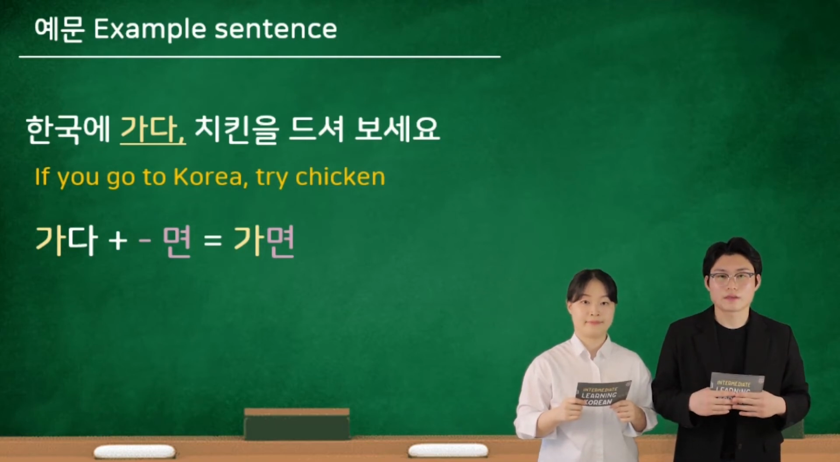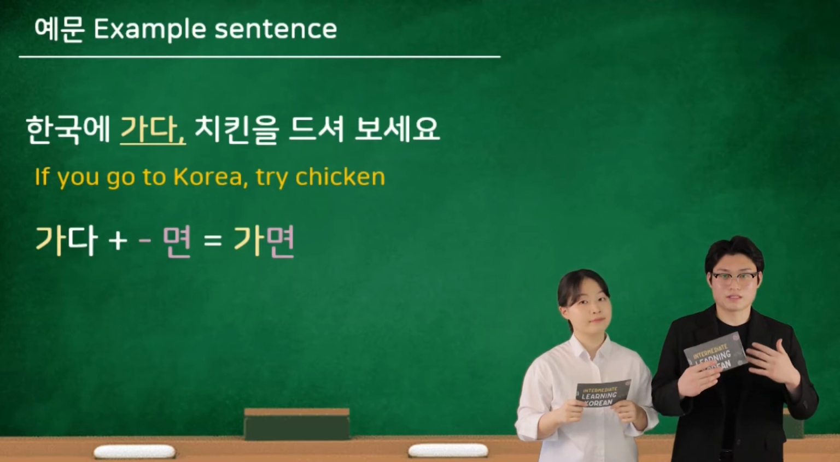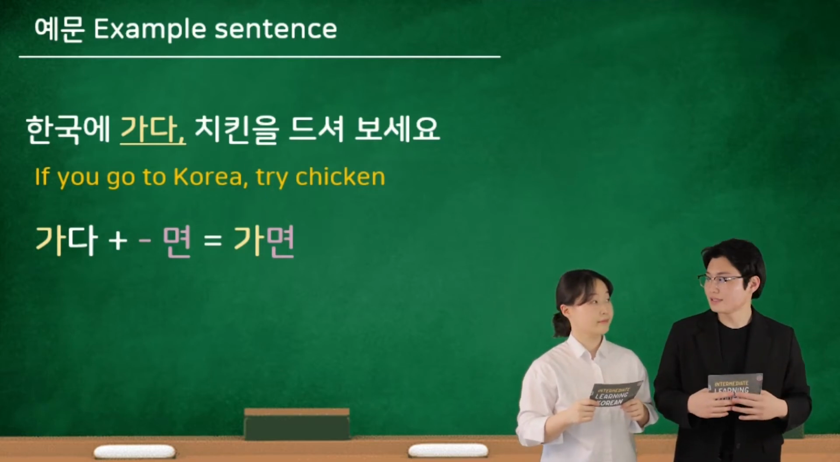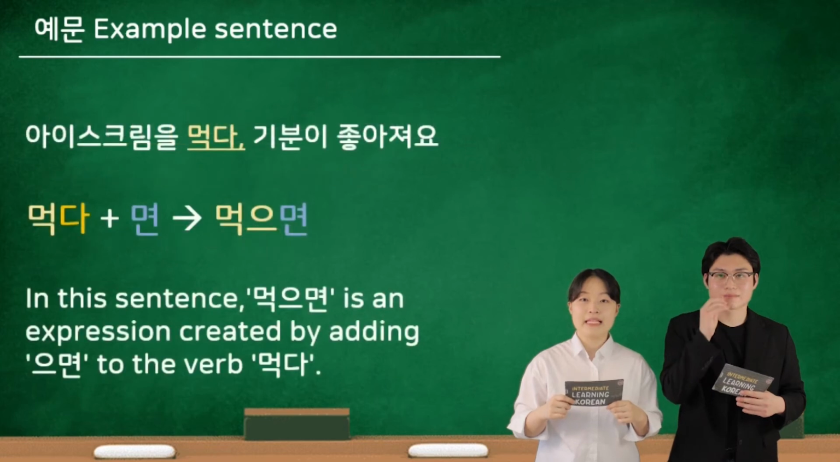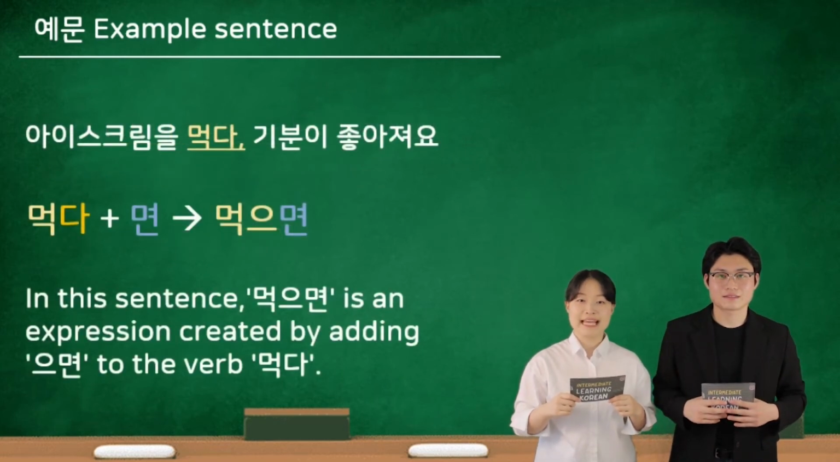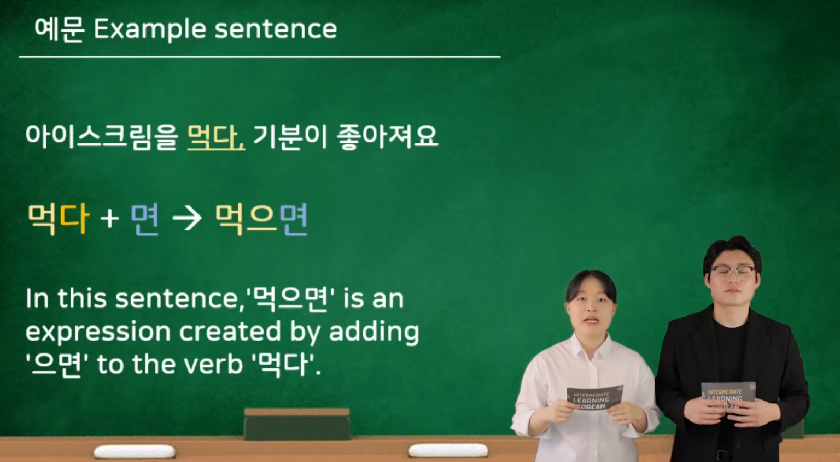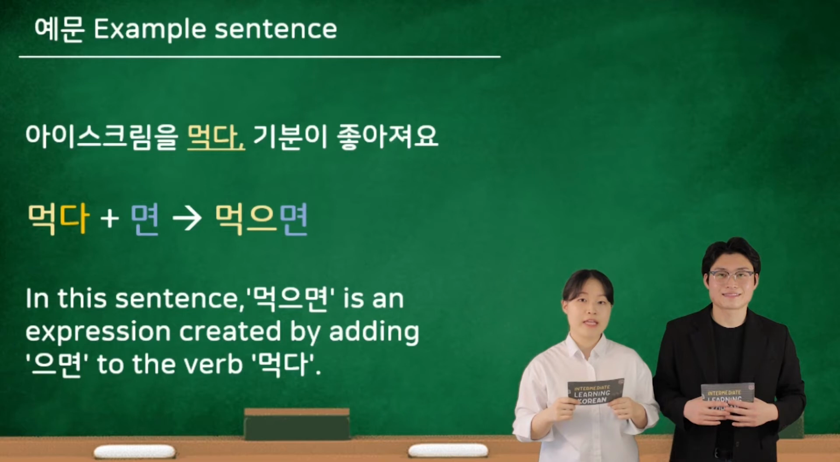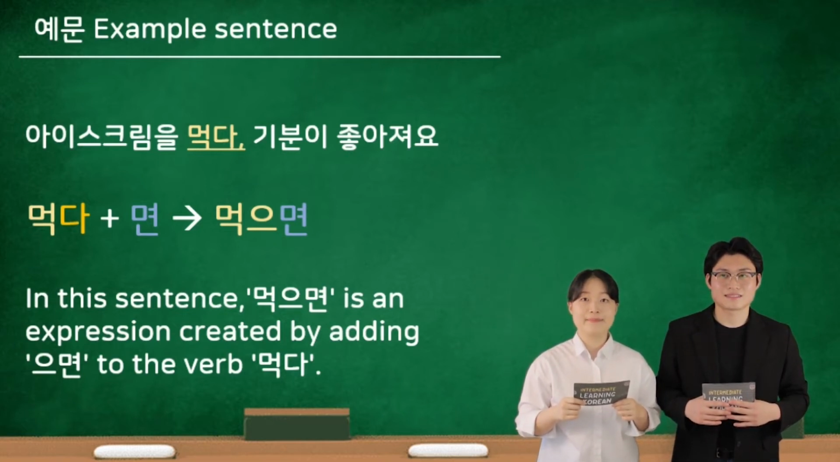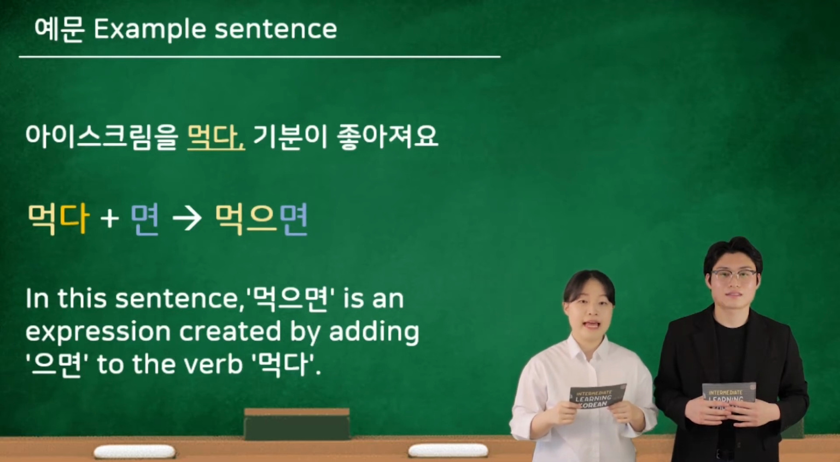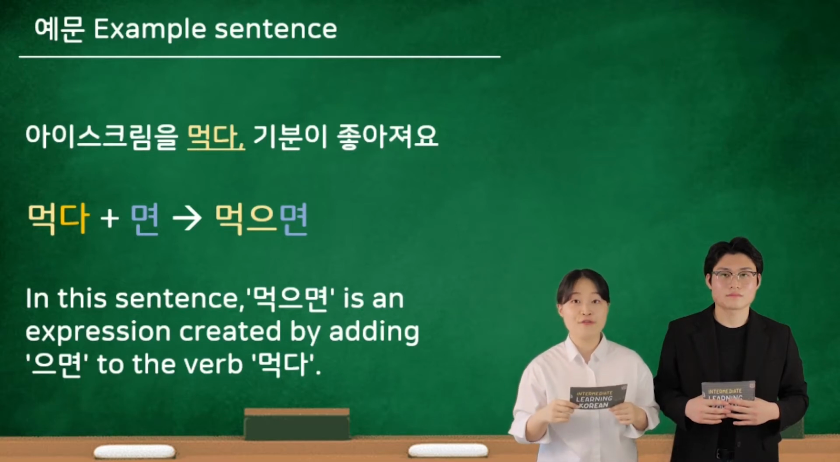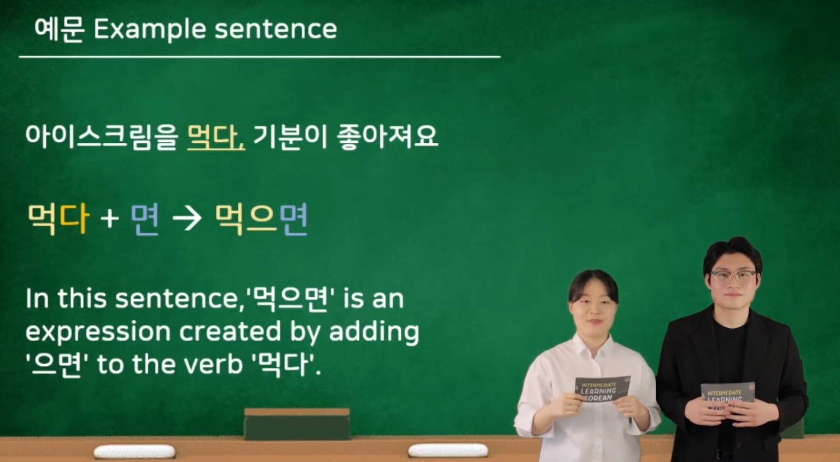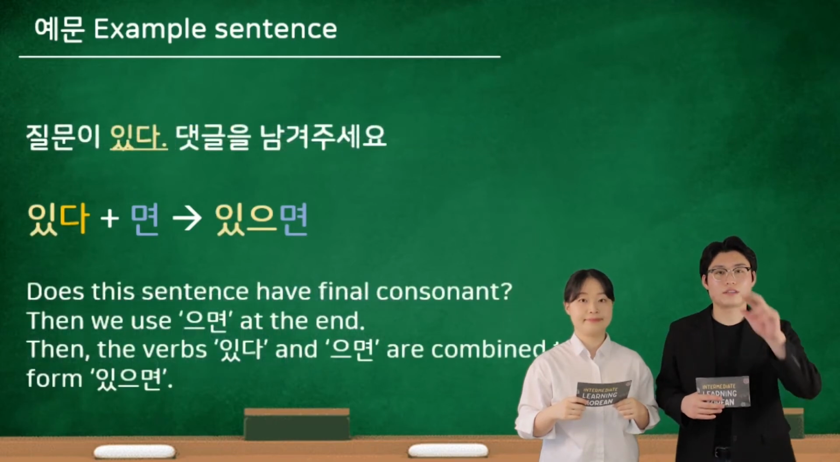미소 asks, 나나 씨, 이번 주말에 뭐 할 거예요? 나나 answers, 날씨가 좋다. 놀이동산에 갈 거예요. How can we change 날씨가 좋다? Because 좋다 has a final consonant, 으면 is used at the end. Then the verbs 좋다 and 으면 are combined to form 좋으면.